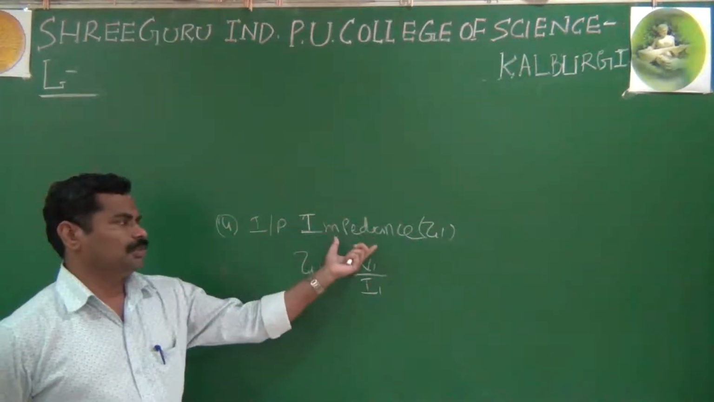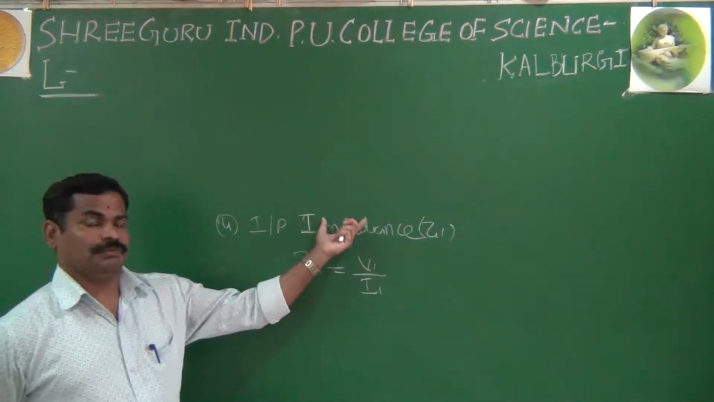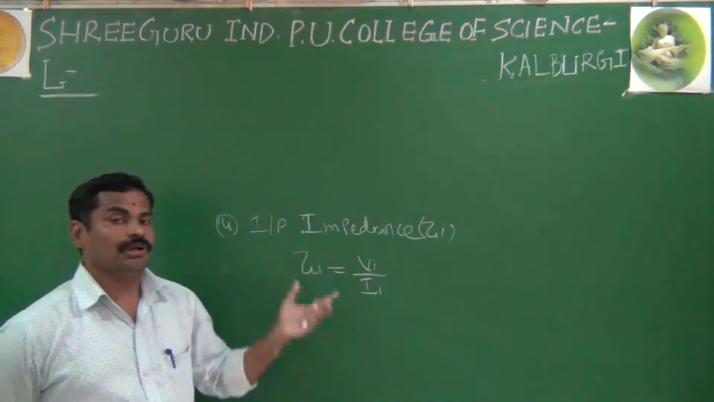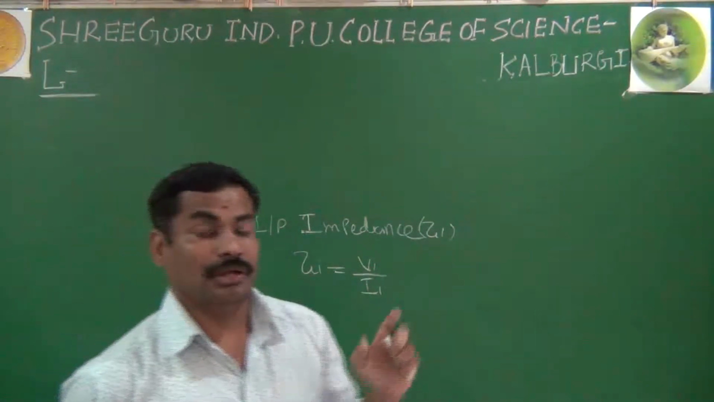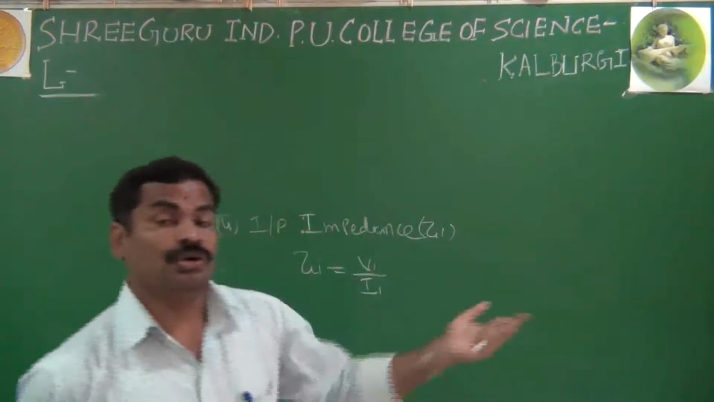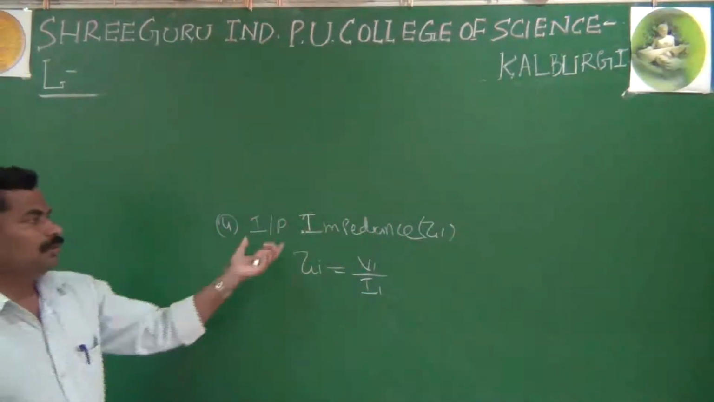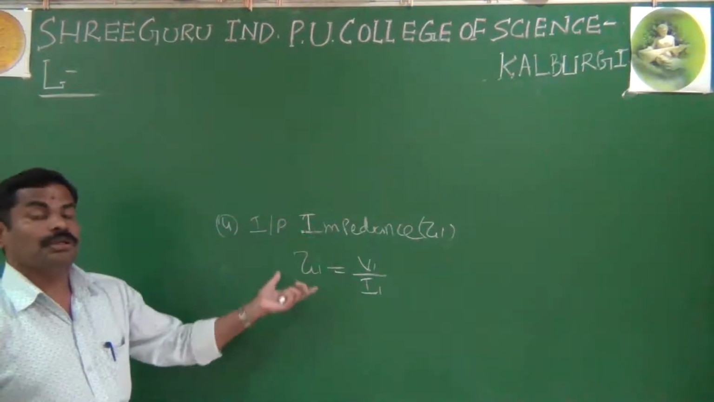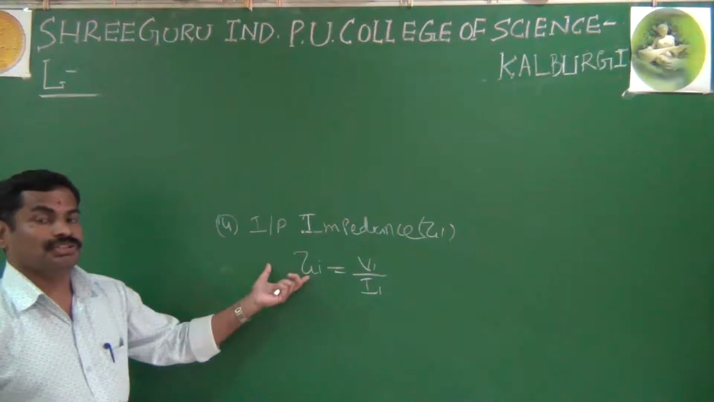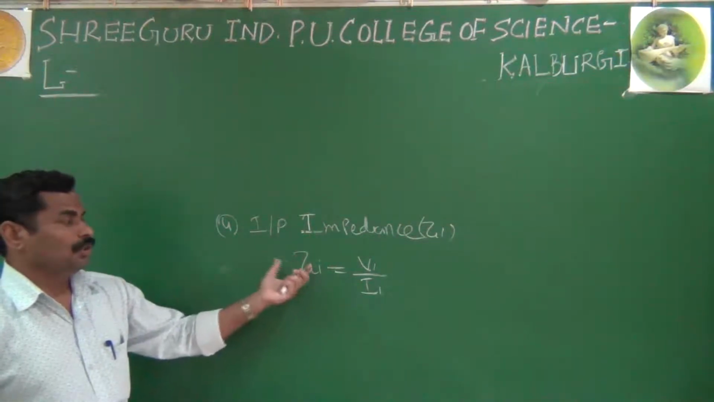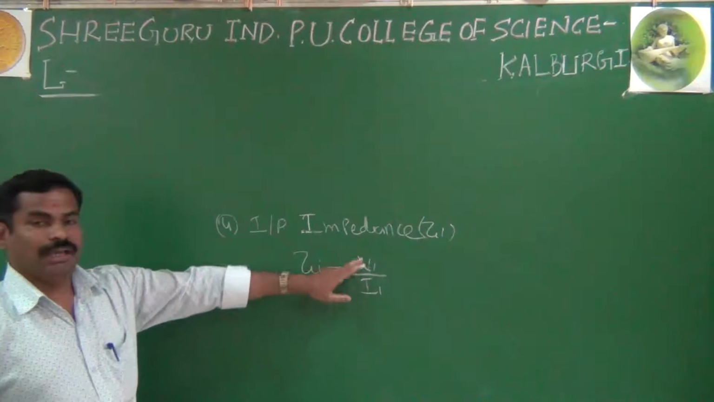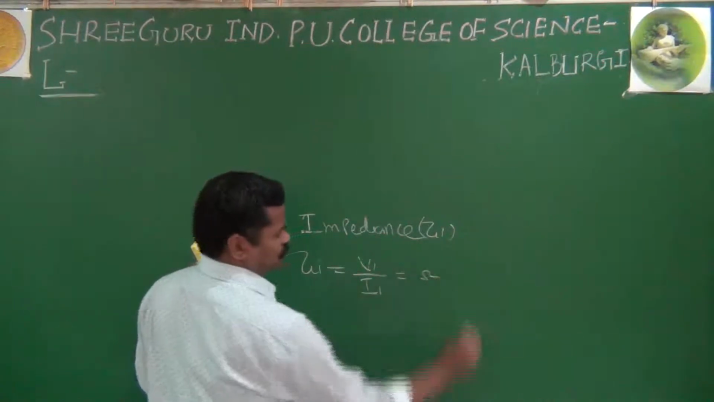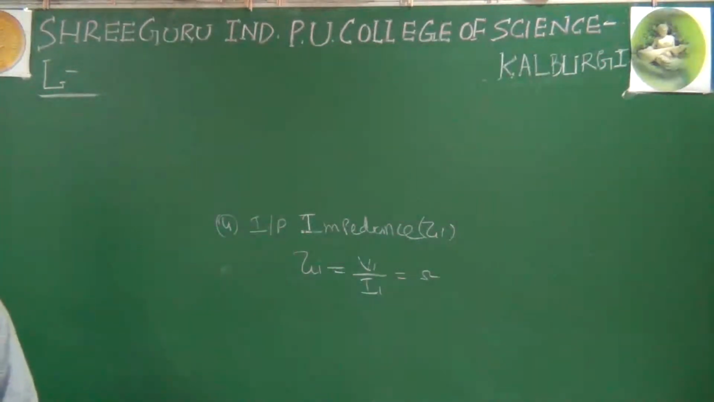Because I said impedance is nothing but the opposition offered by the circuit. Especially for amplifiers, the input impedance is the total opposition offered by the amplifier to the input circuit, or towards the input section. That is the input impedance, and that is your VI by II. And you can measure the impedance in ohms. The unit for impedance is ohms.